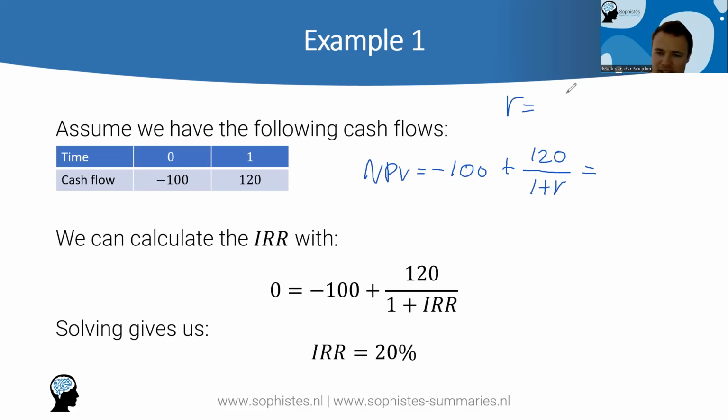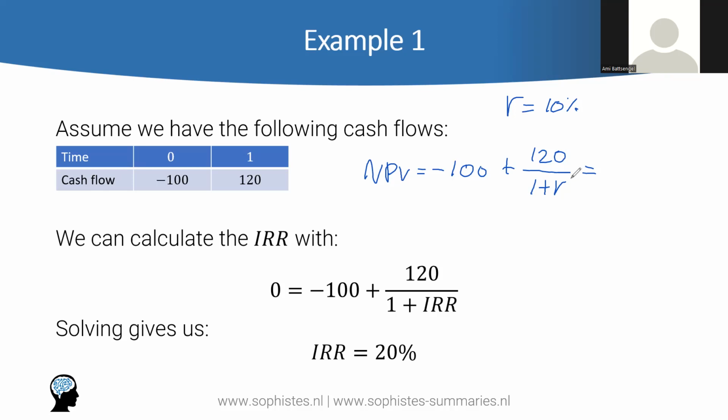If I have an R that is smaller than 20%, for example, 10%, would the NPV be positive or negative in this case? So I'm dividing by a small number. Would you get a big outcome or small outcome? What do you guys think? So I don't want you to calculate it. I want you to tell if it's positive, 0, or negative.